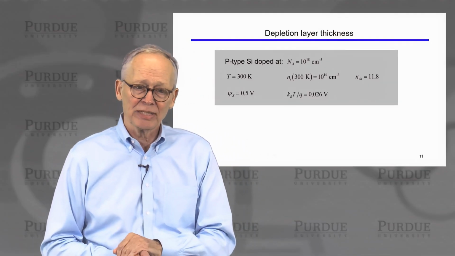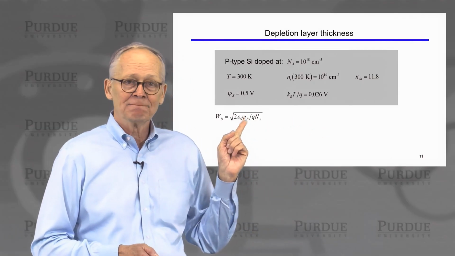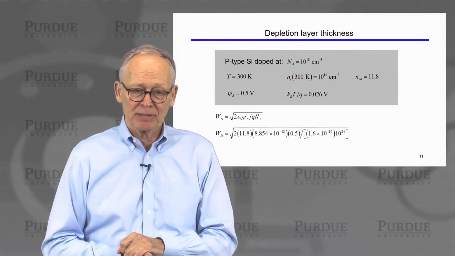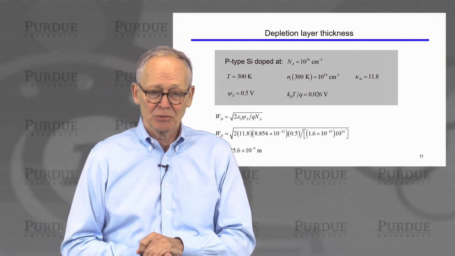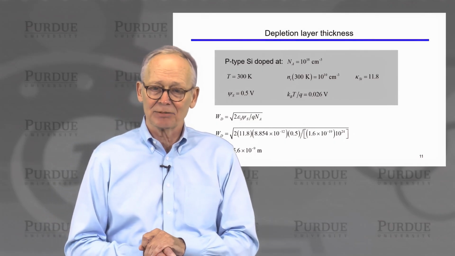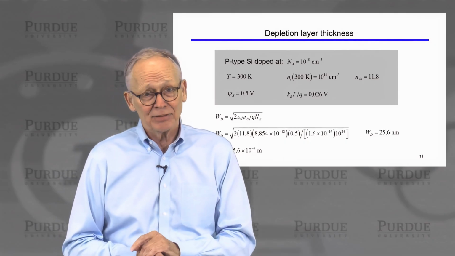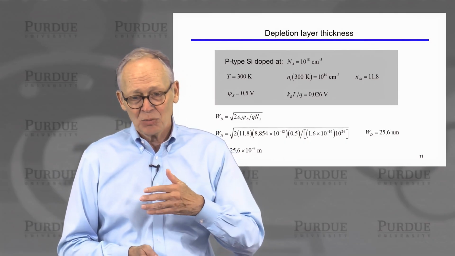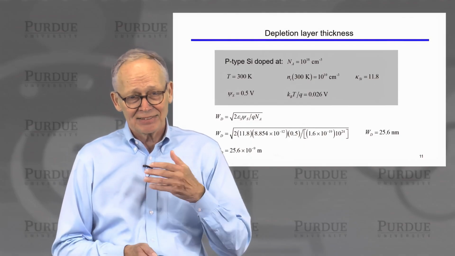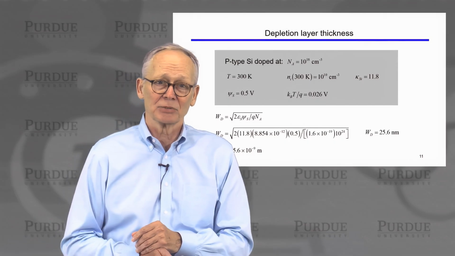Okay, so now that we know that we can use our depletion layer formulas, we take our depletion approximation expression for the depletion depth, W sub D. We simply plug in numbers, and we find out that we get 25.6 times 10 to the minus 9th meters. That's 25.6 nanometers. That isn't very deep. So you're seeing that when we push the mobile holes away from the surface, it's just a few nanometers deep that we're pushing the mobile carriers away.